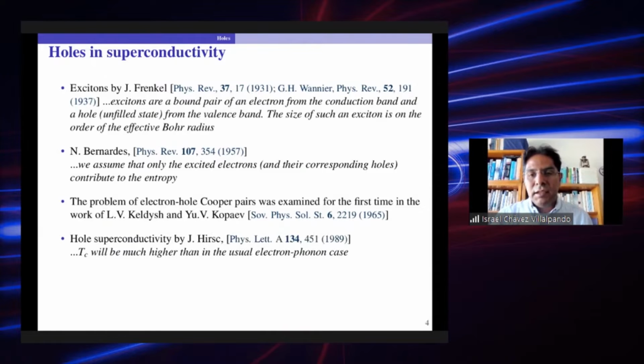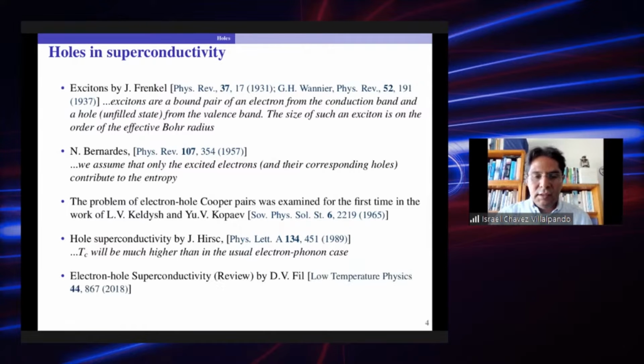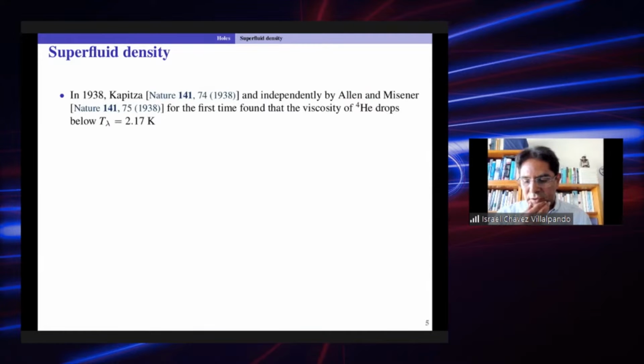So this is the background. Holes in superconductivity, maybe the first time were mentioned by Frenkel in 1937. After that, Newton Bernardes in 1957 talked about the holes. The problem of electron-hole couplers was examined for the first time in the work of Keldysh and Kopaev, and more recently, at the end of the 80s, Jorge Hirsch at the University of California at San Diego, La Jolla, made a whole theory of superconductivity. This is a good, interesting review about the electron-hole superconductivity.